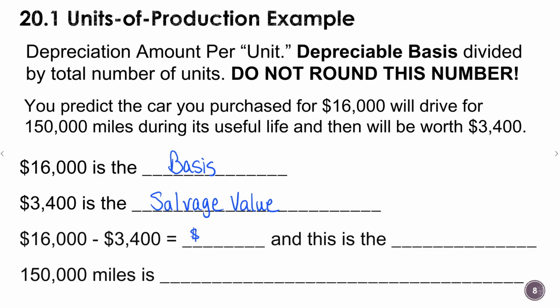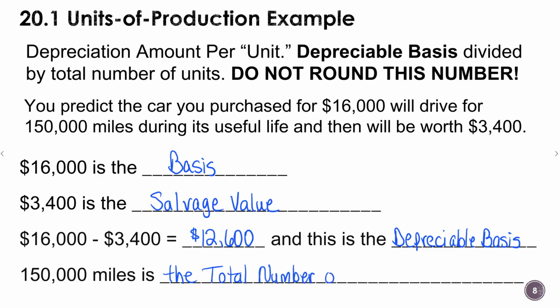When we subtract, we get $12,600, and this is called the depreciable basis. And then the 150,000 miles, in this case, is going to be our total number of units, and we need to know that for this method. So we're just going to say that's the total number of units.